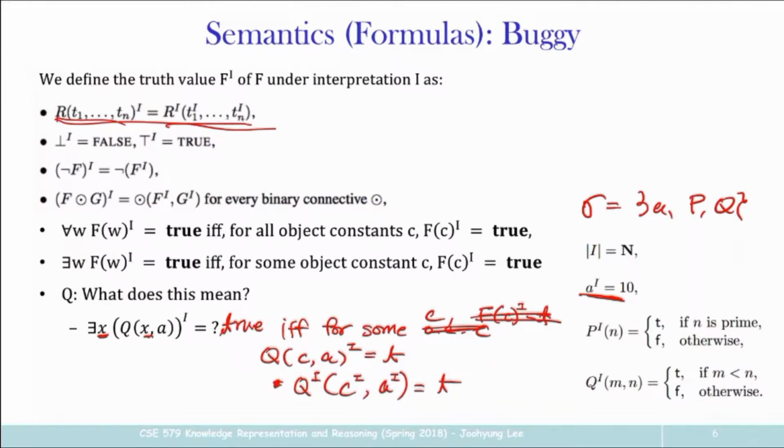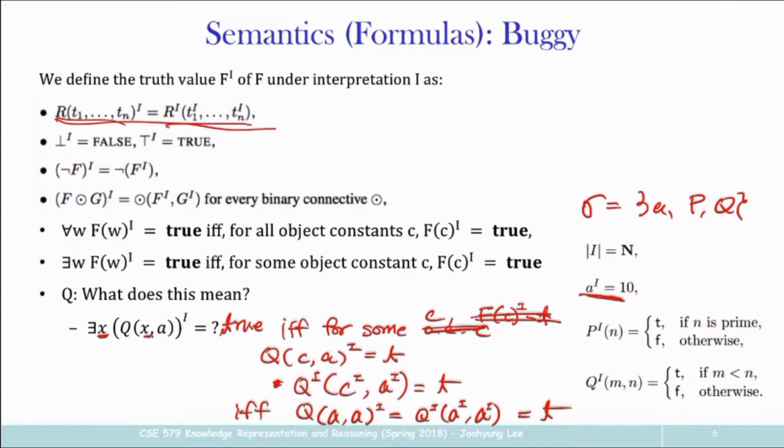So this sentence is the same as Q A I equals true. The whole thing that we said about there existing some object constant C that maps Q of C, A to be true is the same as Q of A, A must be true under this interpretation. But it cannot be true because A cannot be smaller than A. 10 is not smaller than 10.